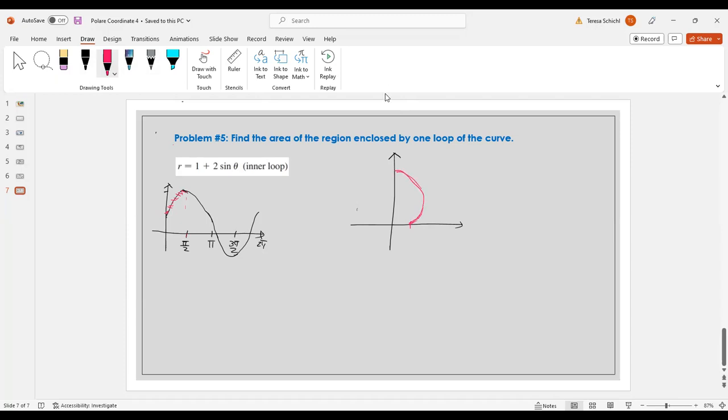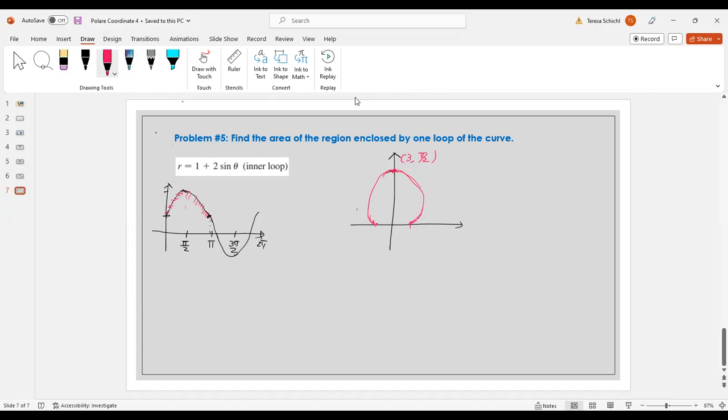So this will be 3, and this point here is 3π/2. Okay, now I'm going down to π here. When θ equals π, I hit the 1 again, right? So from 0 to π, I basically generate this one here, right?